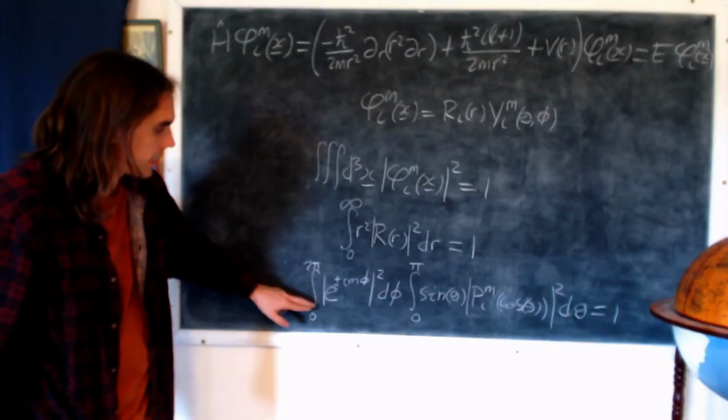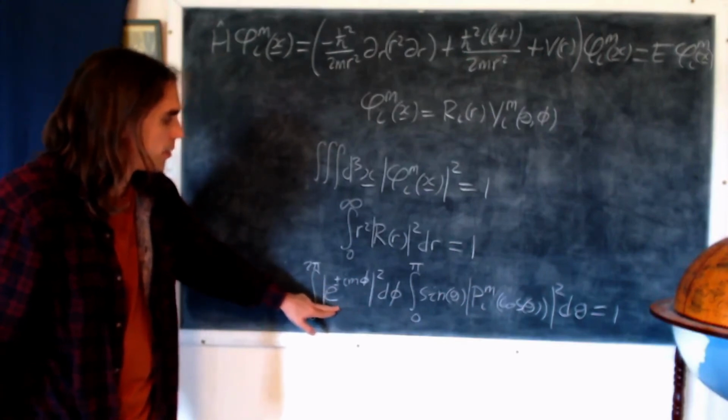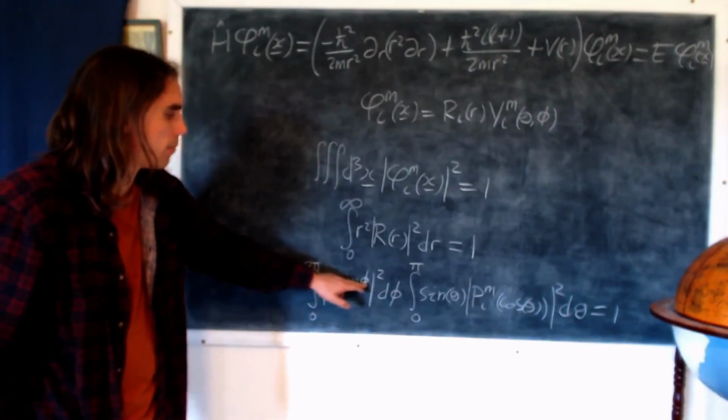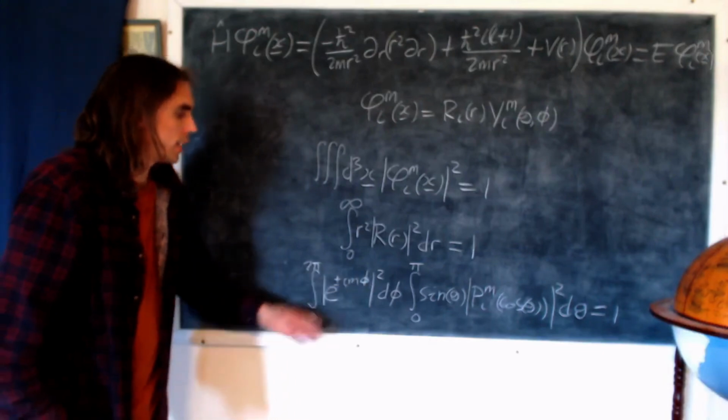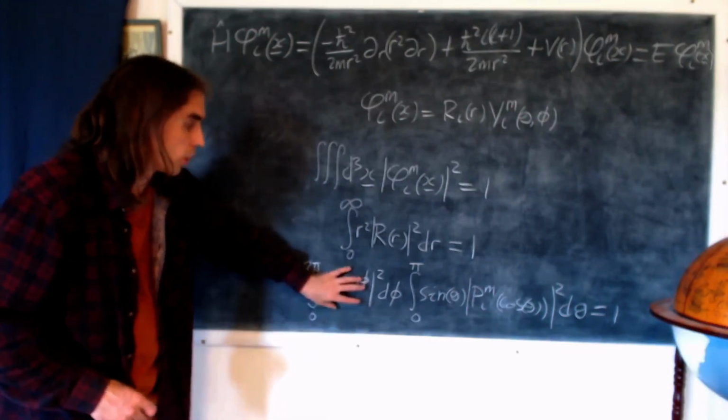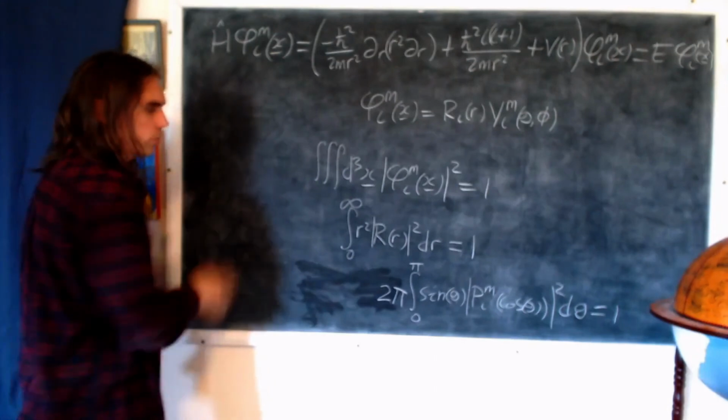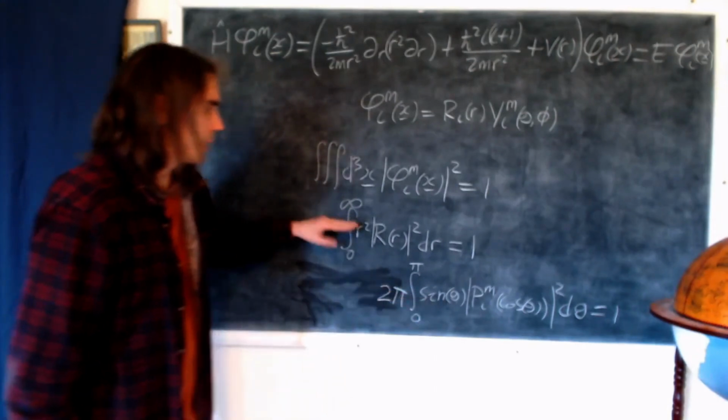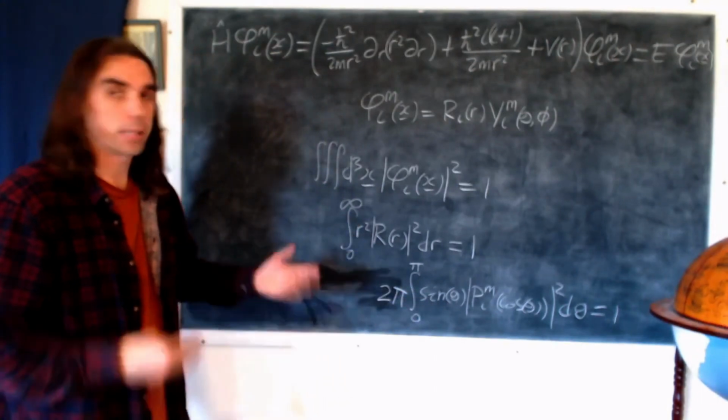But we notice that this first term, the phi-dependent term, the modulus of e to the plus or minus i m phi, where m is an integer, modulus squared is always 1 anyway, so we just get the result as follows. So this is a particular choice of normalization we can make, which is particularly convenient.